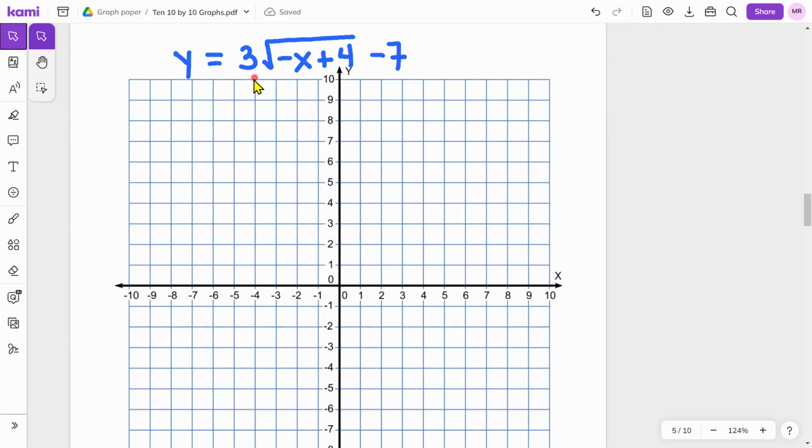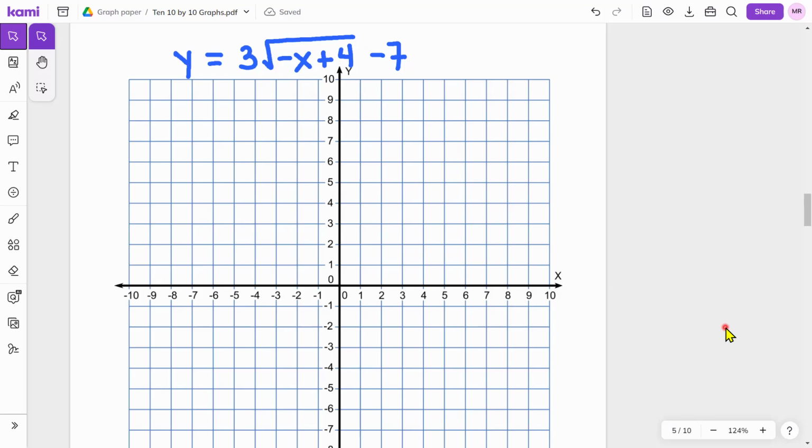I have a +3 as a stretch, so I'll be timesing by 3. But notice I have a negative here. So remember, my plain square roots should be going like this. My negative in front of a square root is going to go down like this. But if I have a negative in front of my x in my square root, it's going to make it go to the left. Okay, so that's where my graph should be going.